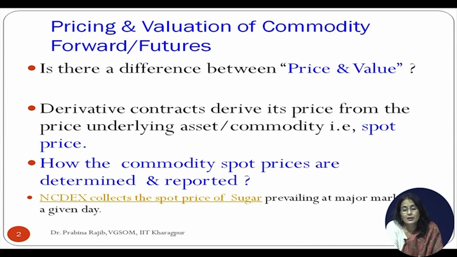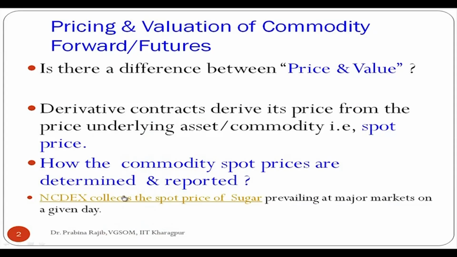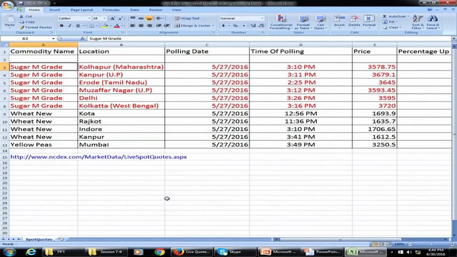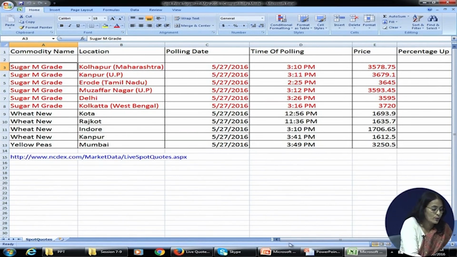Now exchanges collate the spot price information pertaining to a particular commodity from the major trading center for that particular commodity. And this major trading center normally happens to be the basis center for delivery, which is mentioned in the commodity contract specification. Now let me take you to this particular link file. It is the sugar M grade, medium grade sugar. I hope you are able to see the left column.